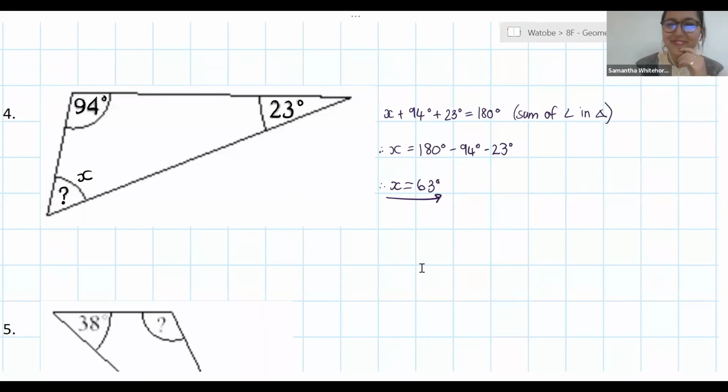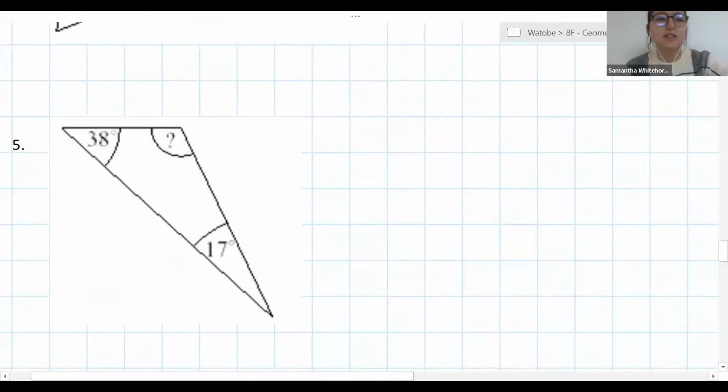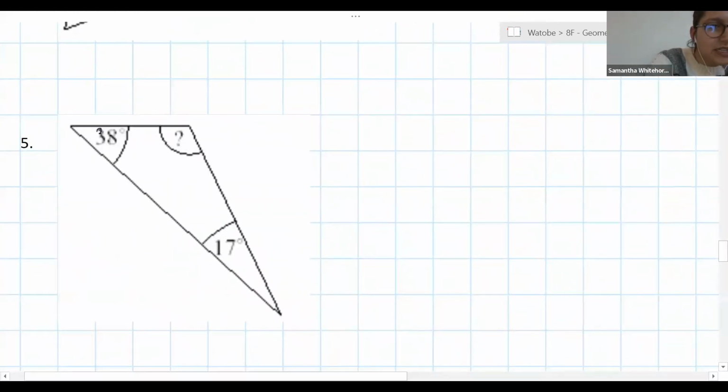Awesome. Okay, guys, you're doing so well. Let's try this one here. Again, sorry, my numbers are a bit fuzzy. This is 38 degrees. Again, it's a question mark, but let's call it x, so that we're all on the same page. And this is 17 degrees down at the bottom there. So I would like x. Remember your reasons. And remember all of your steps and all of your working out if you need to show it.